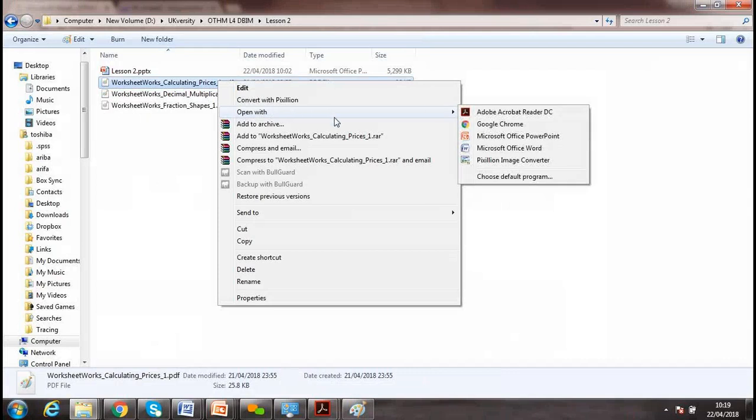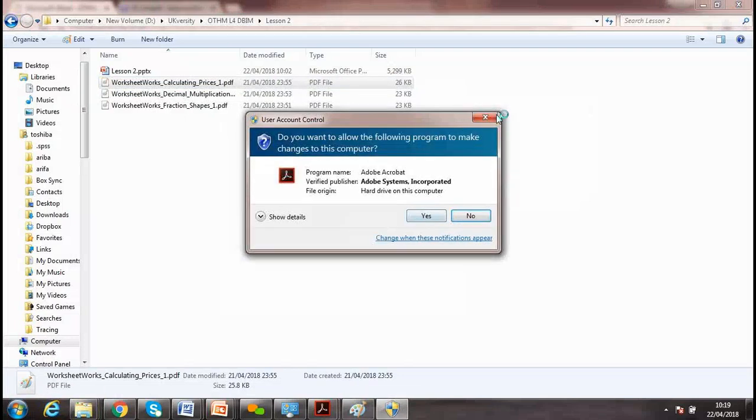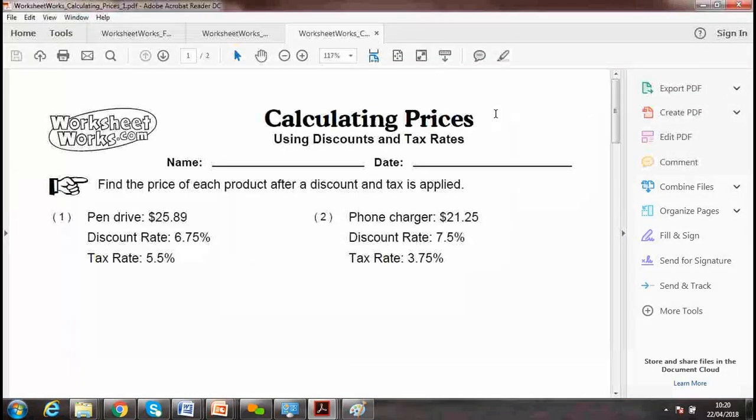It's called Worksheet Work, and you can download all the worksheets. That's free. So next is find out the price of each product after a discount and the tax is applied. So we are doing LO2 as well, tax and discounts. Let's go through the first one.